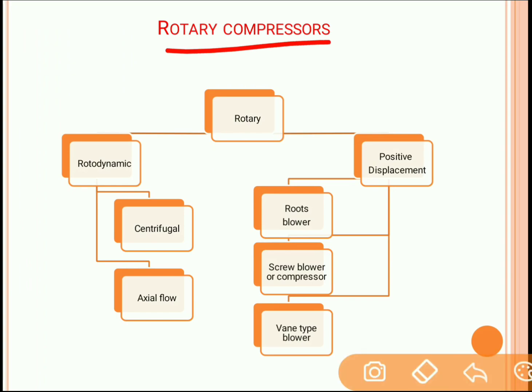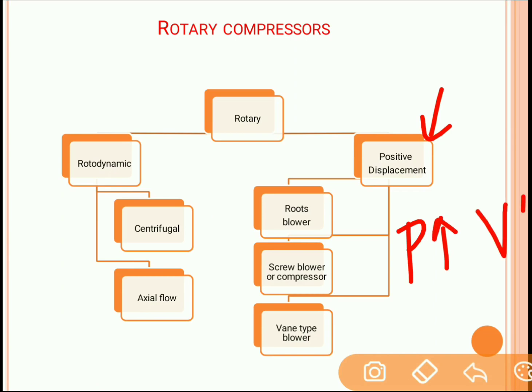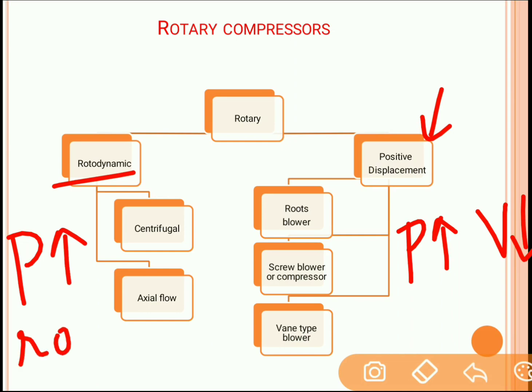Next, rotary compressors. We have covered the reciprocating compressor. Now our next topic is the rotary compressor. Rotary compressors are classified into two types, rotodynamic compressor and positive displacement compressor. Positive displacement compressor means what? Pressure increases because volume reduces. And in a rotodynamic compressor, pressure increases due to rotation of the impeller.